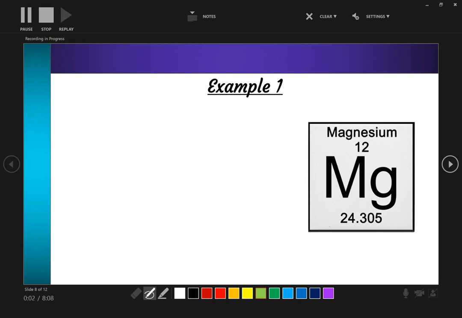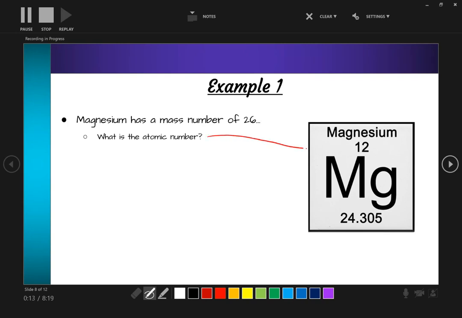Let's do some examples. Magnesium has a mass number of 26. What is the atomic number? Remember where you find the atomic number. The atomic number is on top of your symbol, so it is 12. How many protons do you have? Remember that your protons are equal to your atomic number, so you also have 12.